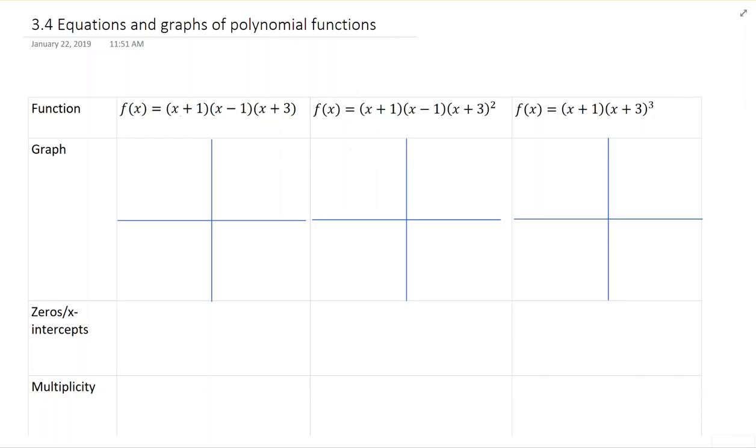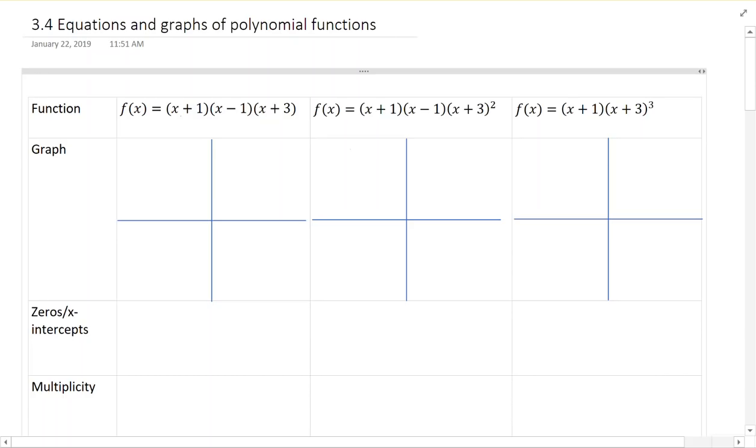First, we're going to be looking at these three functions here, graphing them and making some observations. Before we start, I'm just going to point out some of the things that we can already see. First, we're going to point out the degrees and leading coefficients of each graph. For the first graph, it's a degree 3 and a leading coefficient of 1, okay?